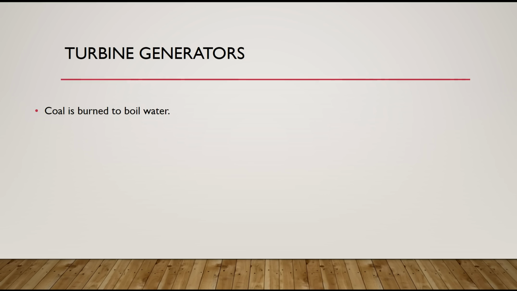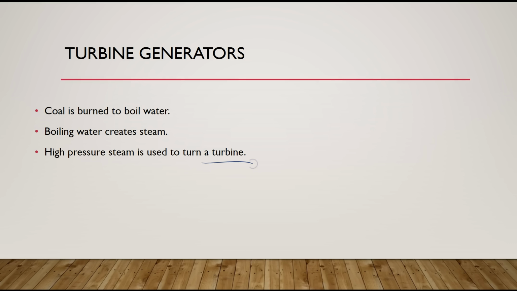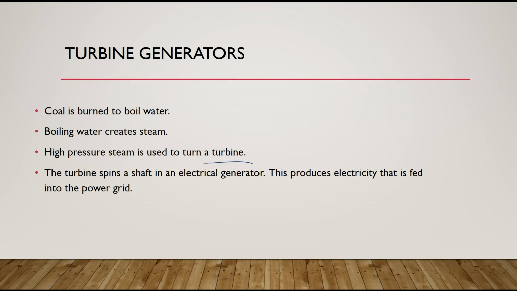Okay, coal, in the case of producing electricity, and this is something you definitely want to have down, by the way, coal is used to boil water. So we burn coal in a furnace, and we expose water, and that water boils. Boiling water, of course, as you know, creates steam, and we put steam under high pressure to spin a turbine, which is essentially a fancy word for a big paddle. And then a turbine spins a shaft in an electrical generator to produce electricity.